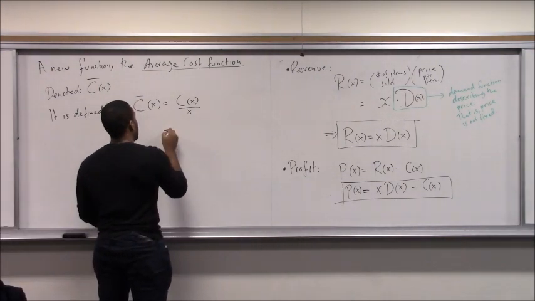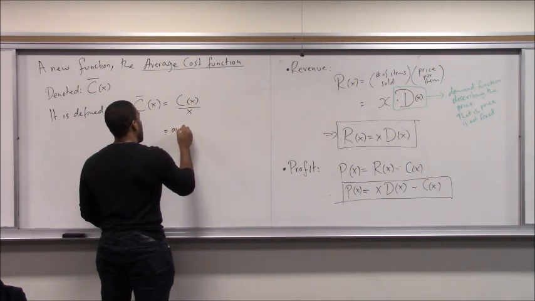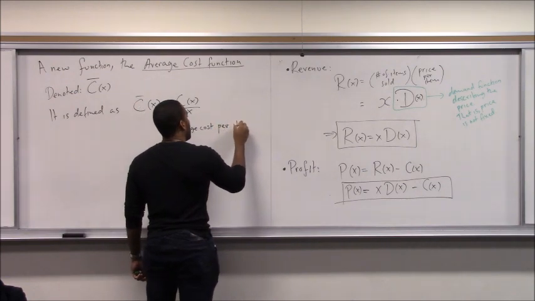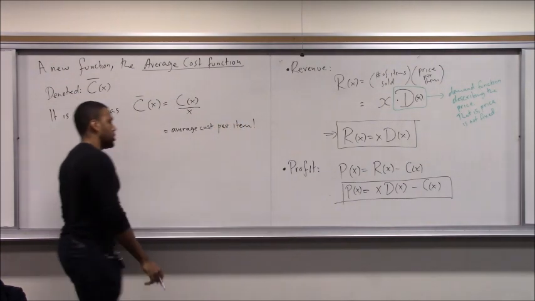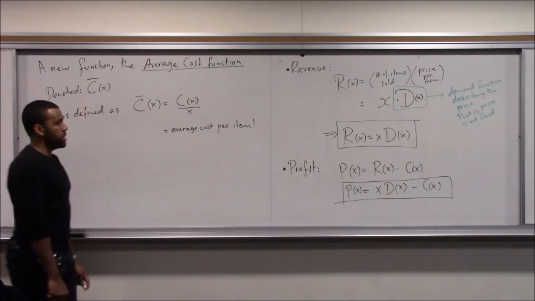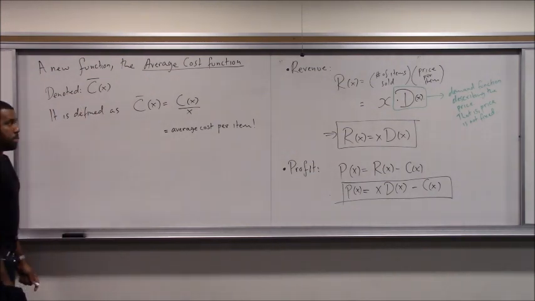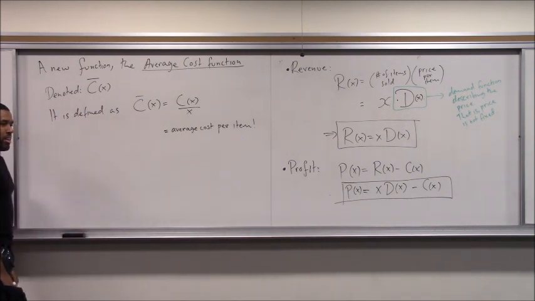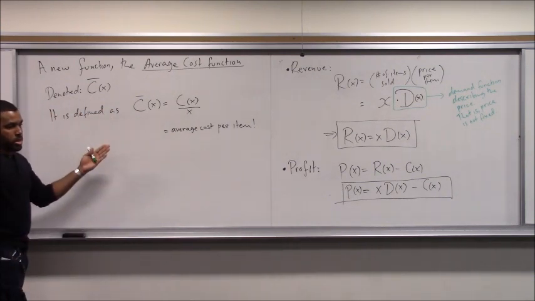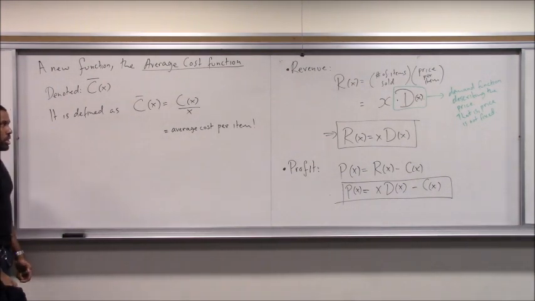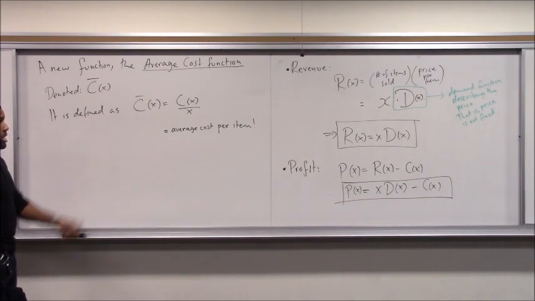So this gives you the average cost per item. So I can buy 10 things and I spent $100. On average, I paid $10 per item that I bought. So that's the average cost. So tell me how much money you spent divided by how many things you got for it. That's on average per each thing would cost that much money. This is called the average cost.